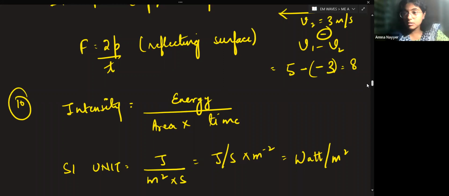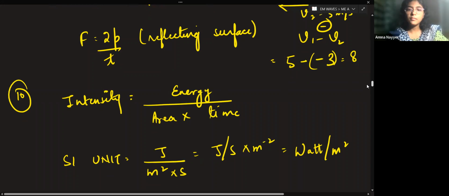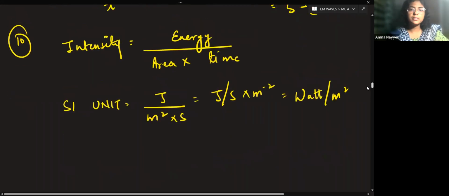I think the chances of displacement current coming are higher, and you do not have it in detail. Earlier it was done in detail; that was the core part of EM waves. For you, it has been reduced, but not deleted. So we'll do that. Let's practice certain numericals.